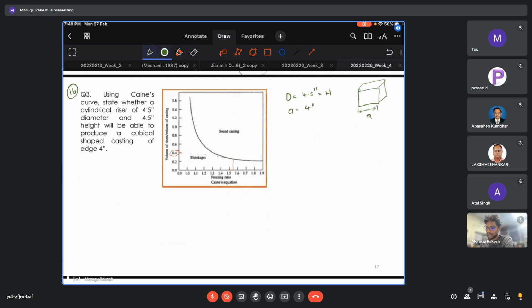So the freezing ratio is nothing but the relative ratio between the surface area to volume of the casting, divided by the surface area to volume of the riser. So this is nothing but, let me do surface area by volume of the casting. So we have edge is 4.